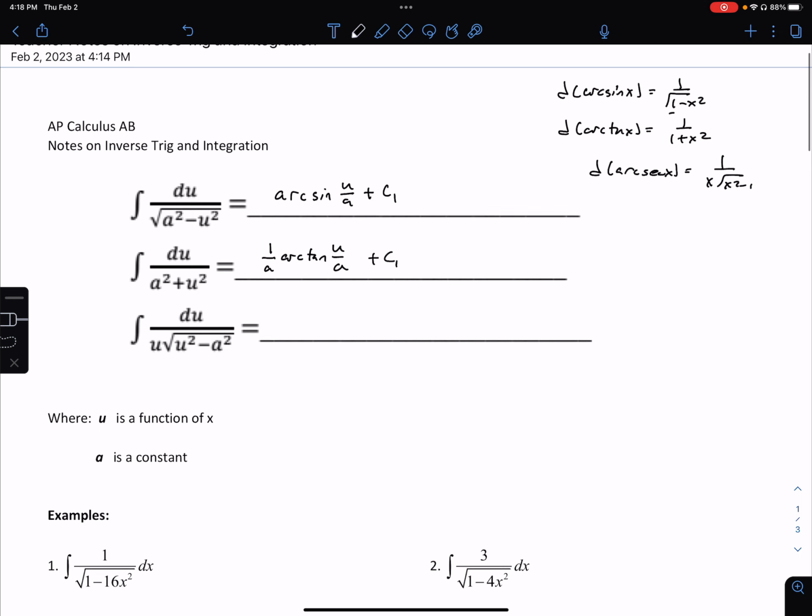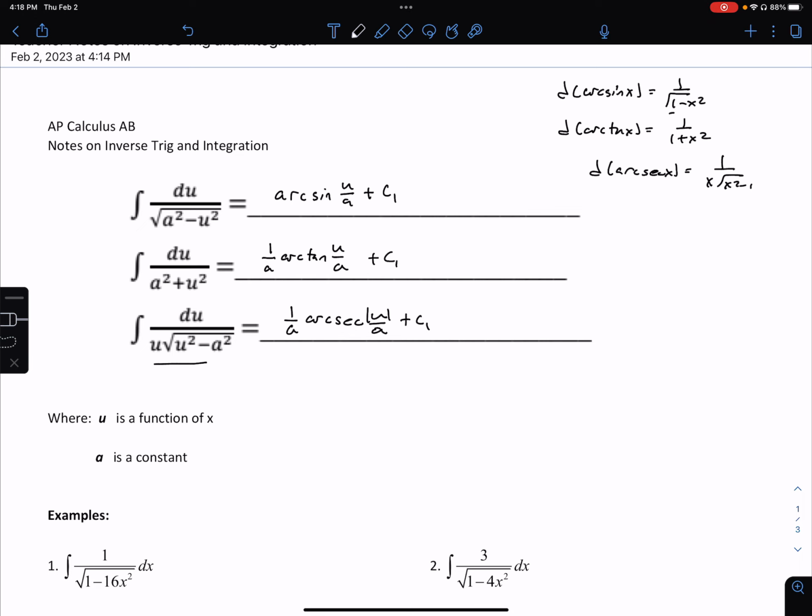All right, moving on. The last one here, there's our arc secant, so this is going to become 1 over a arc secant u over a. And we should put this in absolute values, but again, if you don't, you're going to be fine. Don't worry about it.